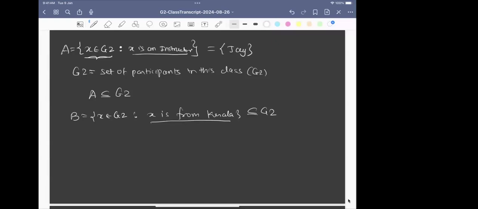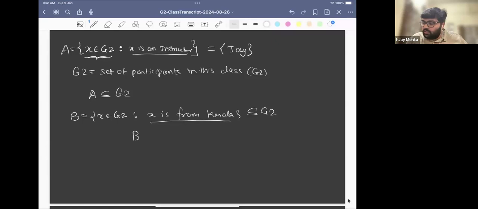Sir, it will be a null set. We say empty set, right? So B is the empty set. Nobody in G2 is from Kerala, but we do not like this. But we say it is an empty set.